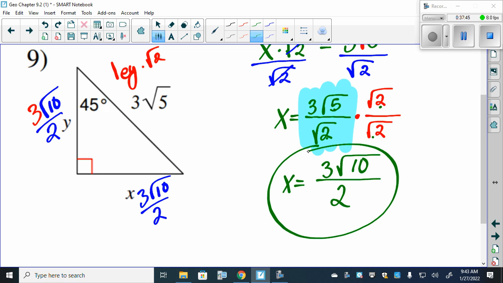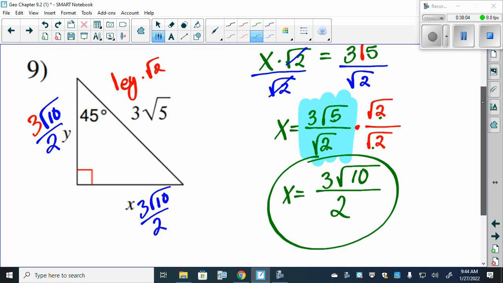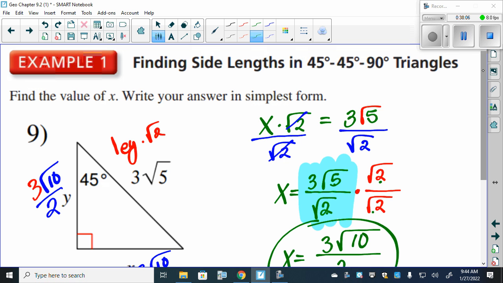So we would want divided by square root of 2. Because we're saying here that the hypotenuse is equal to the leg's length times square root of 2.